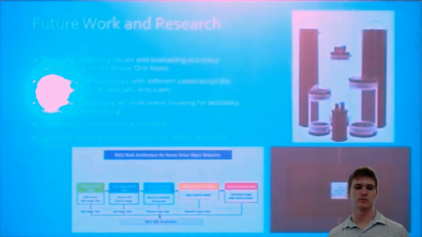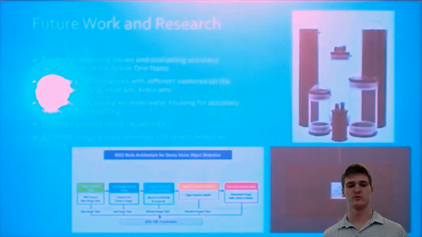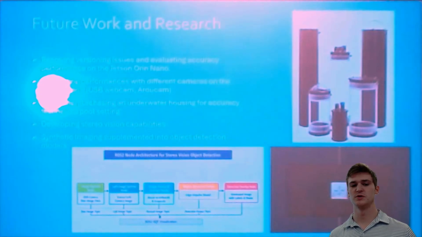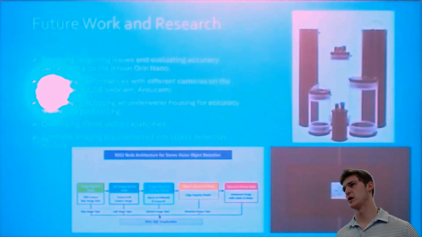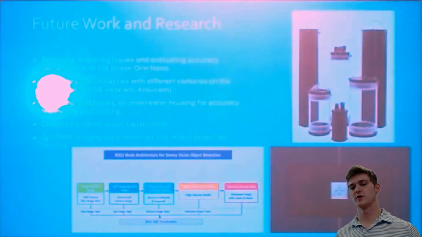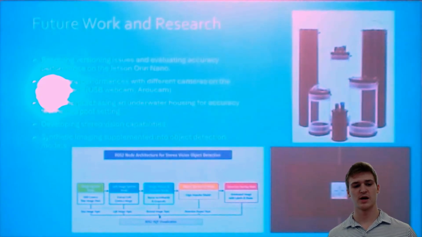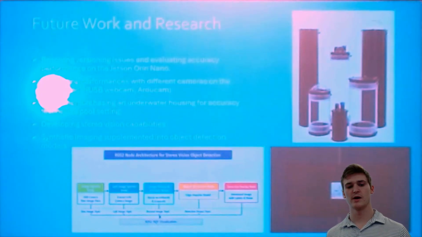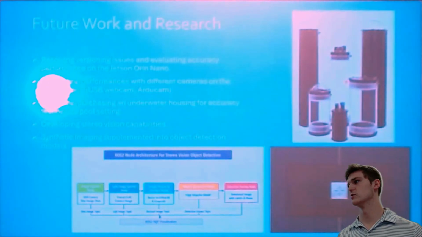So, the future work and research. Resolving the versioning issues and evaluating the accuracy performance on the Jetson Orin Nano, and comparing the performances of different cameras on the same device, so a USB webcam and RGCam, for instance, on the Raspberry Pi, to determine how much effect the actual cameras have on accuracy. And then designing or purchasing an underwater housing for accuracy testing in a pool setting. Here are some Blue Robotics housings that could be a good option for the RoboSub team.